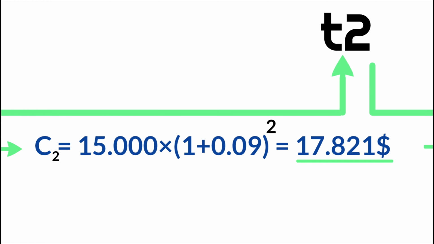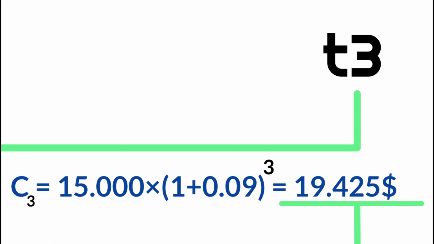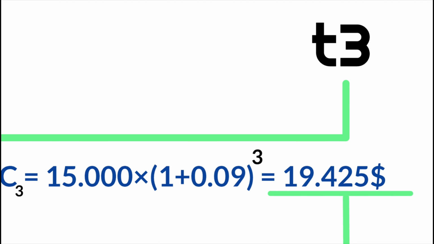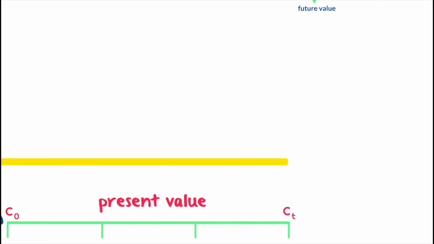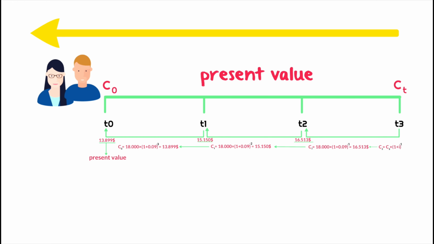Thus, they calculate $15,000 times 1 plus 0.09, where 0.09 is the interest rate, raised to the power of 3. This gives a future value of $19,425 at the end of the 3rd year. Therefore, with option A, immediate payout, the future value of the prize money can be calculated as $19,425.